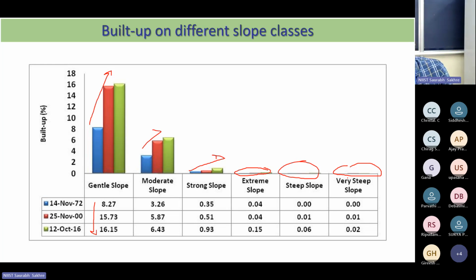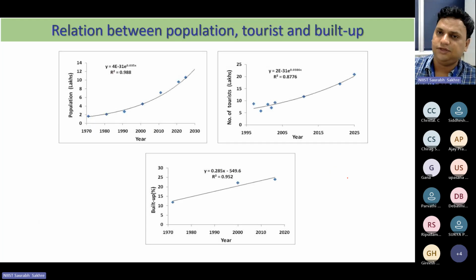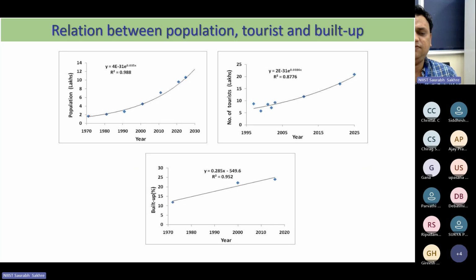Okay, so up to this point, we have worked out the thing. And then we have tried to build a relationship between the population, tourists, and built-up. So if you see, population, of course, is increasing in Dehradun. In 1970, there was almost 1.9 lakh population. 1980 increased, and so on. The number of tourists is also increasing. This data we have taken from the Uttarakhand administration. The number of tourists is increasing, and built-up is also increasing.